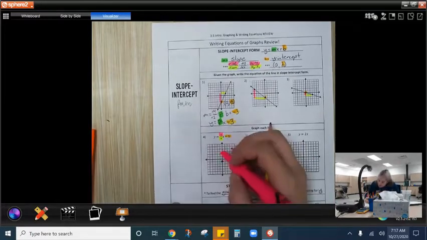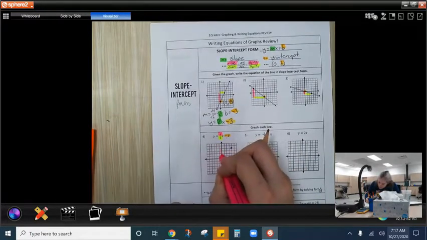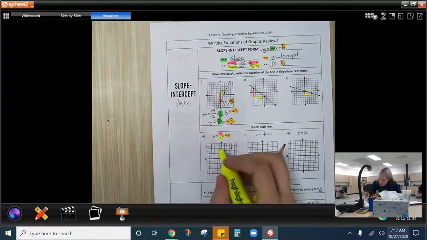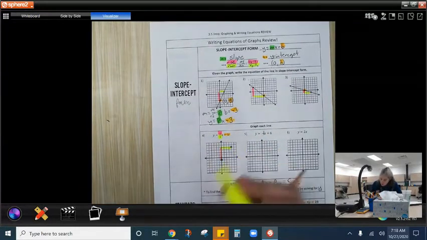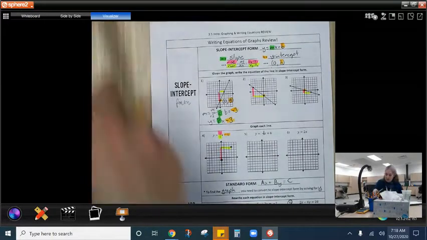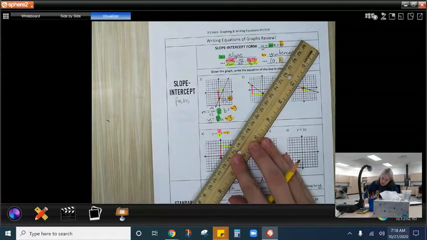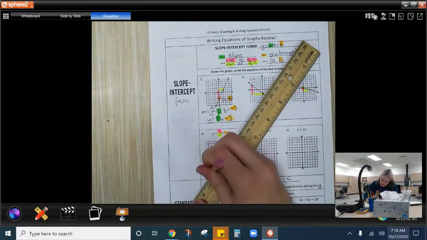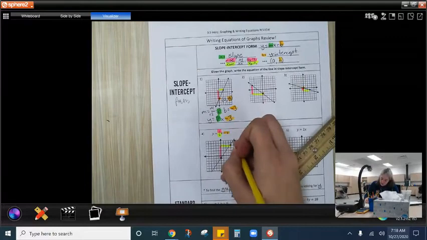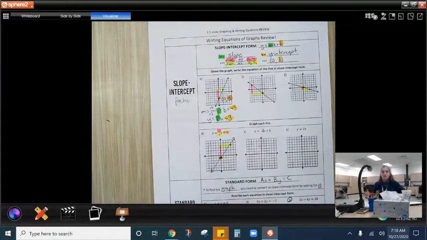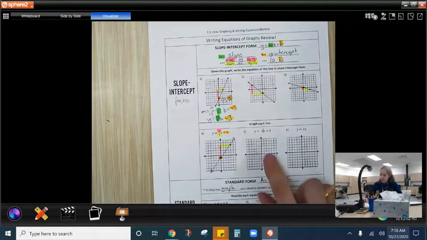So hopefully you can see that I went up 5 and to the right 4. And now I just connect those. As soon as you have 2 points, you have a line. That's true in algebra. It's true in geometry. So there we go. I'm going to give you guys the opportunity to practice with the next 2.